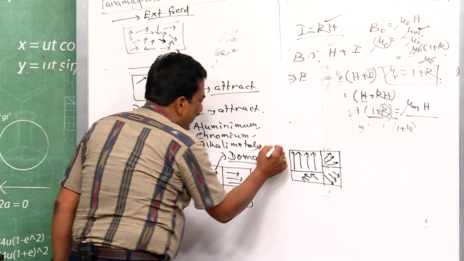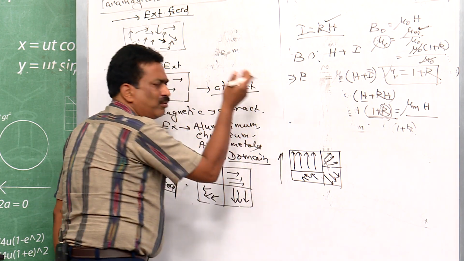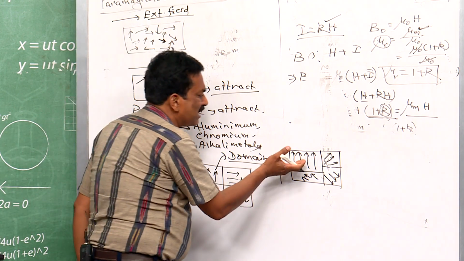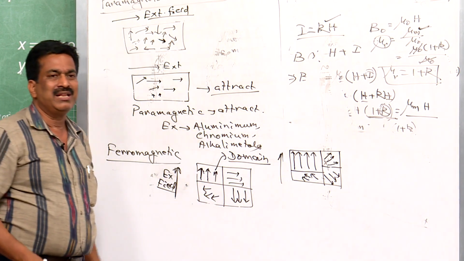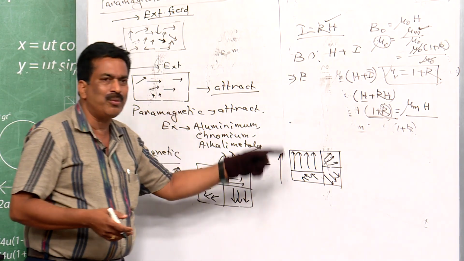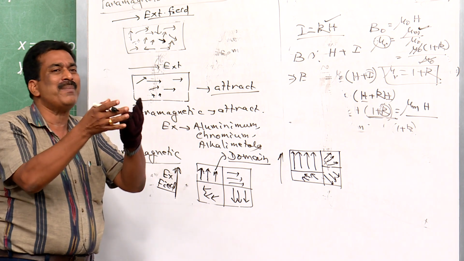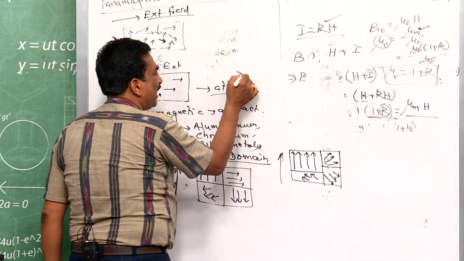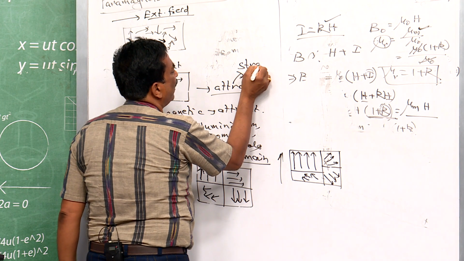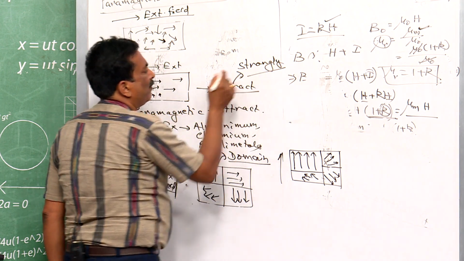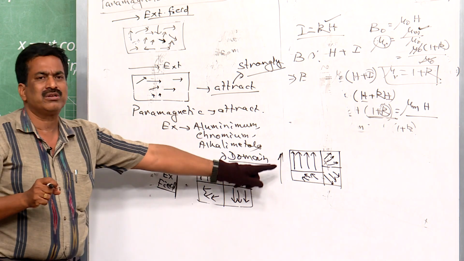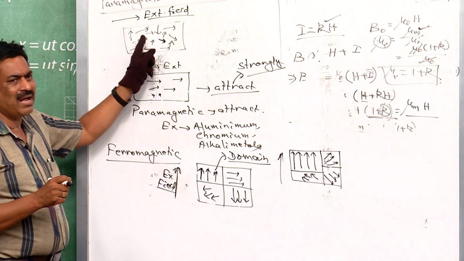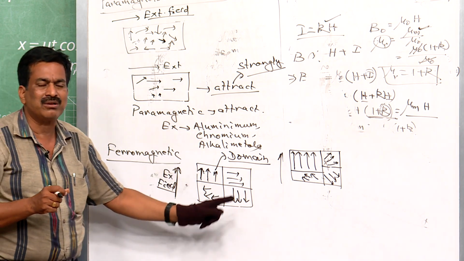And if another external field is applied again, then these sizes will be enhanced, and as those sizes are enhanced, what will happen? All these domain parts will be highly magnetized. Highly magnetized means they will have the property to attract, and here strongly. So these are the basic characteristics of diamagnetic, paramagnetic and ferromagnetic substances.